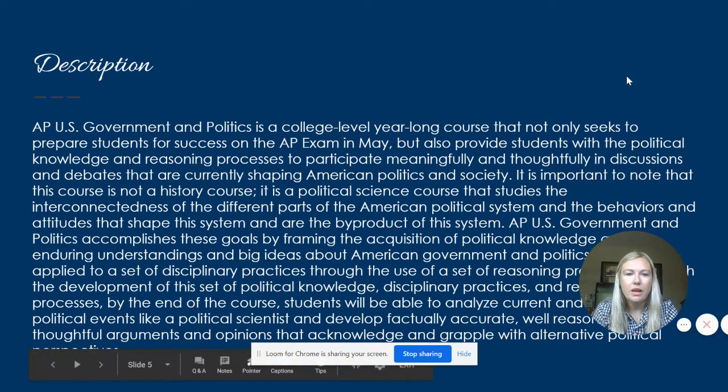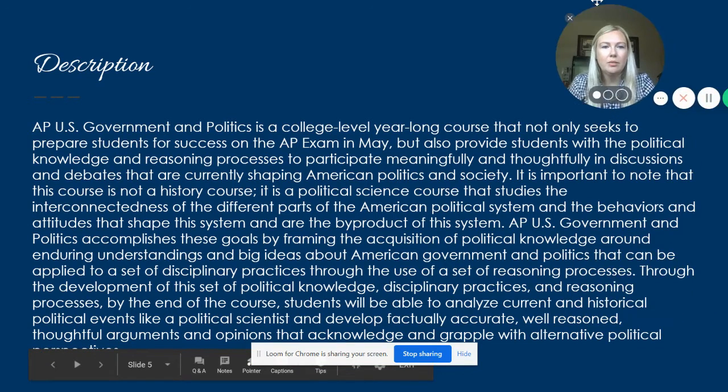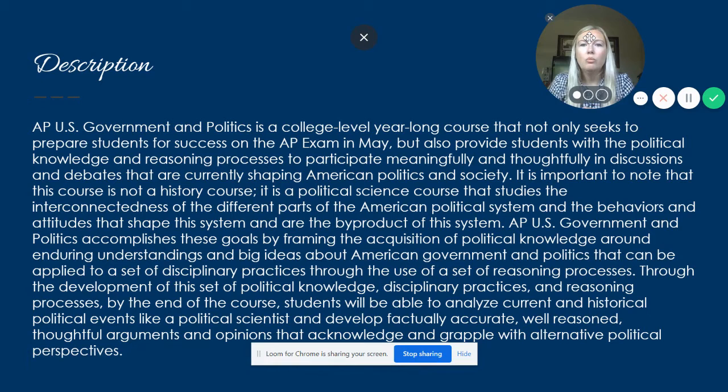Additionally, in terms of gaining political knowledge, we will also be learning some disciplinary practices because this is a political science course and not a history course. So students are going to be gaining some new reasoning processes. Specifically, we're going to focus in on how do we develop accurate, well-reasoned, and thoughtful arguments and opinions. That way we can really grapple with all of the different perspectives in our society.